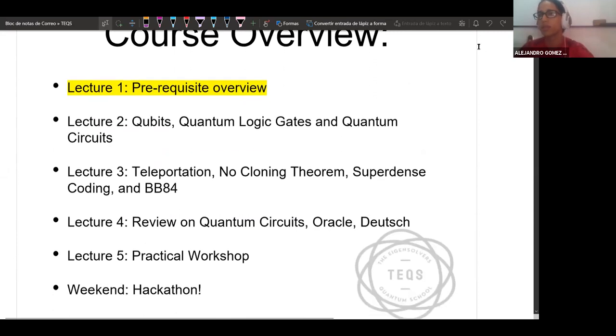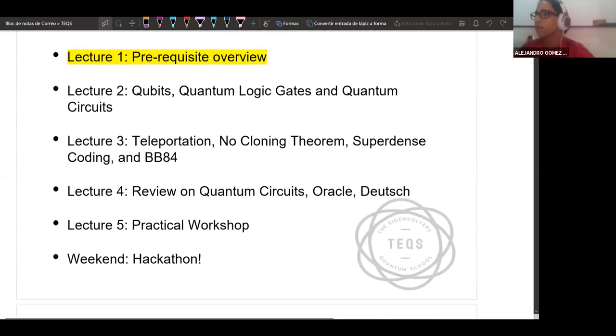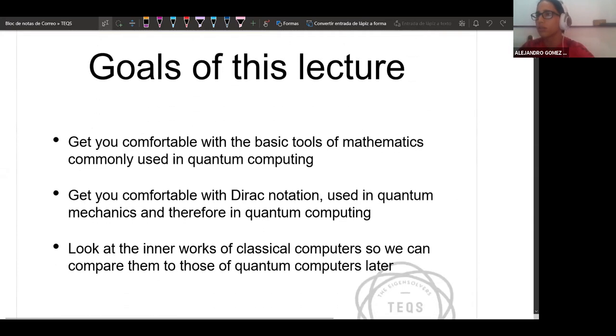This is the first part in which we're gonna talk about the prerequisites. Fine, so the goals of this lecture are to get you comfortable with the basic tools of mathematics commonly used in quantum computing and get you comfortable with Dirac's notation used in quantum mechanics and therefore in quantum computing. It's a notation that we're gonna need to simplify some calculations, but it's a more general notation, not only used in quantum computing, it comes from quantum mechanics.